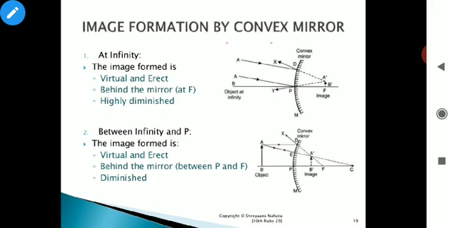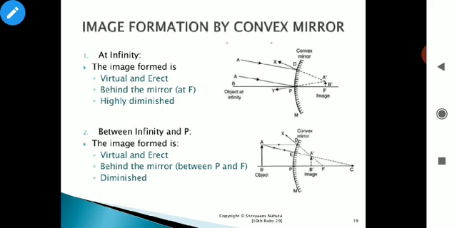So we were discussing the formation of images with the help of convex mirror. In that we discussed the first case in which the object is placed at infinity. As we know, when the object is at infinity, the rays coming from that object are parallel.